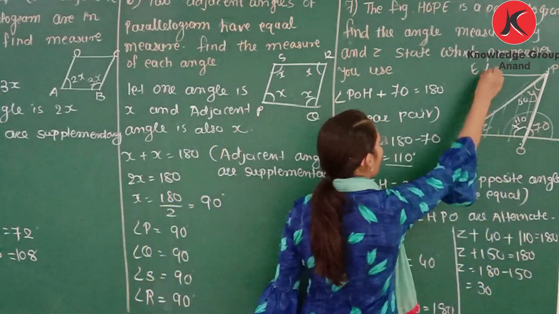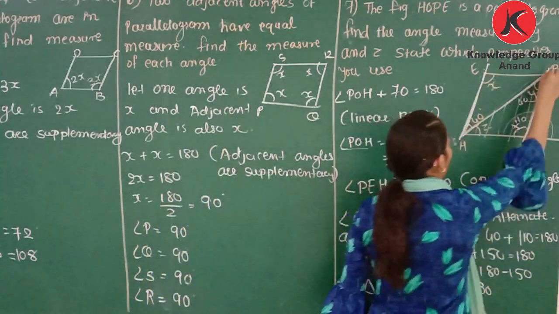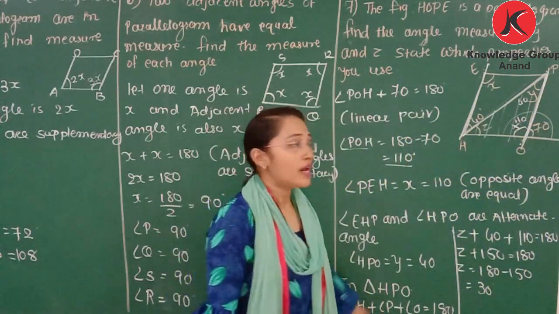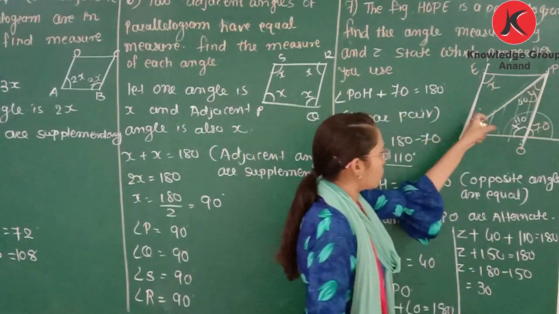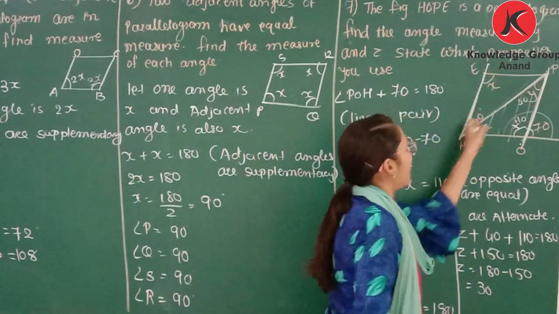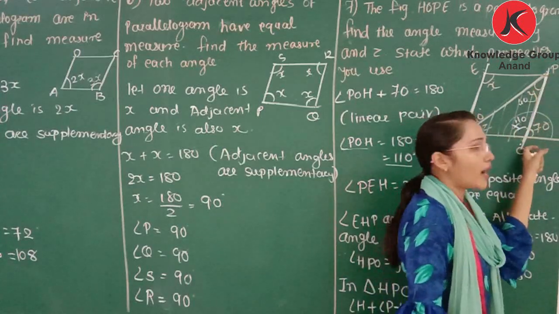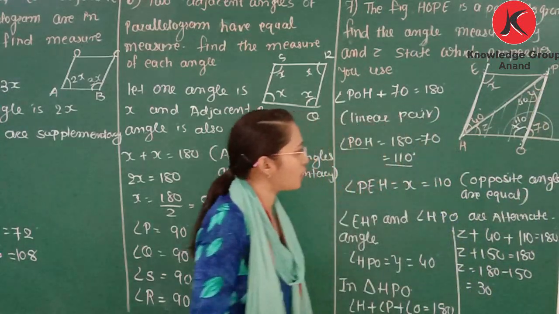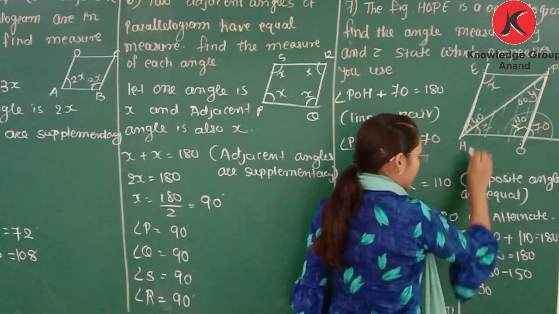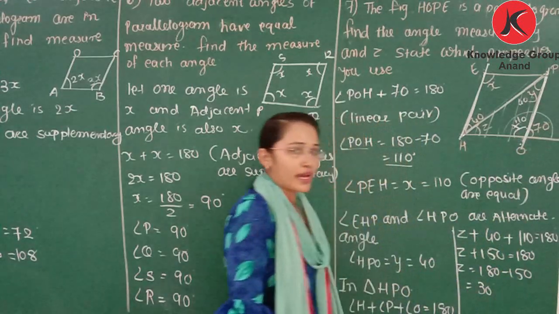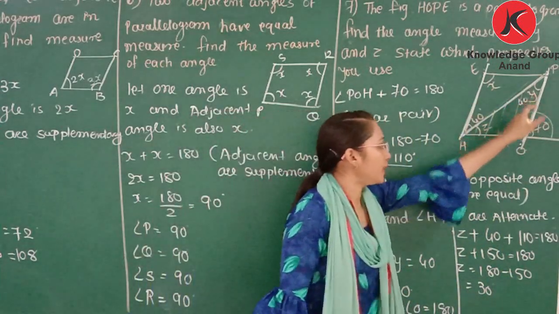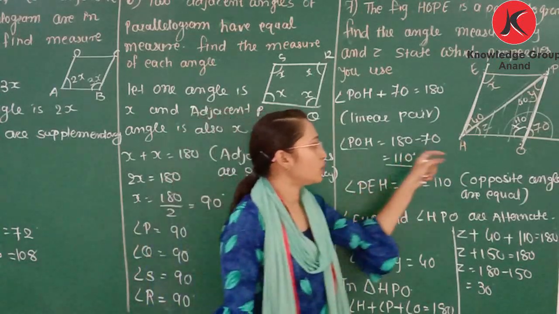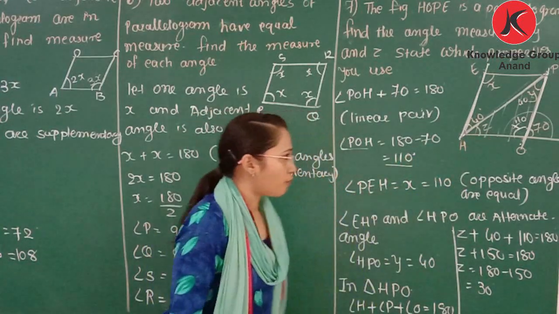Now if we consider EH and PO, they are sides of the parallelogram, means they are parallel to each other, and this will be the transversal. So angle EHP and angle HPO are alternate angles. If this is 40, this is also 40 degrees. So y is 40. Now we consider the lower triangle, that is HPO. In a triangle, angle H plus angle P plus angle O is equal to 180. So if you solve the equation, you will get Z.